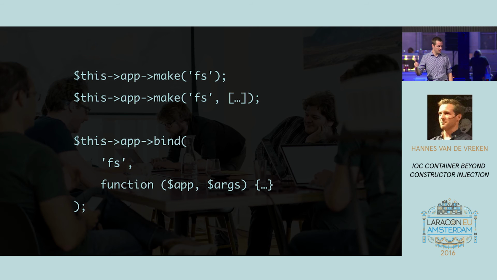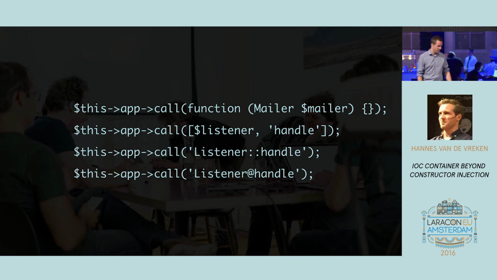So the second argument is an array of options. So for example, if you need to make a photos file system, you can say this app make fs photos. And then by looking at the arguments, you can say, oh, well, this file system has to point to the photos root. That's one possible use case.